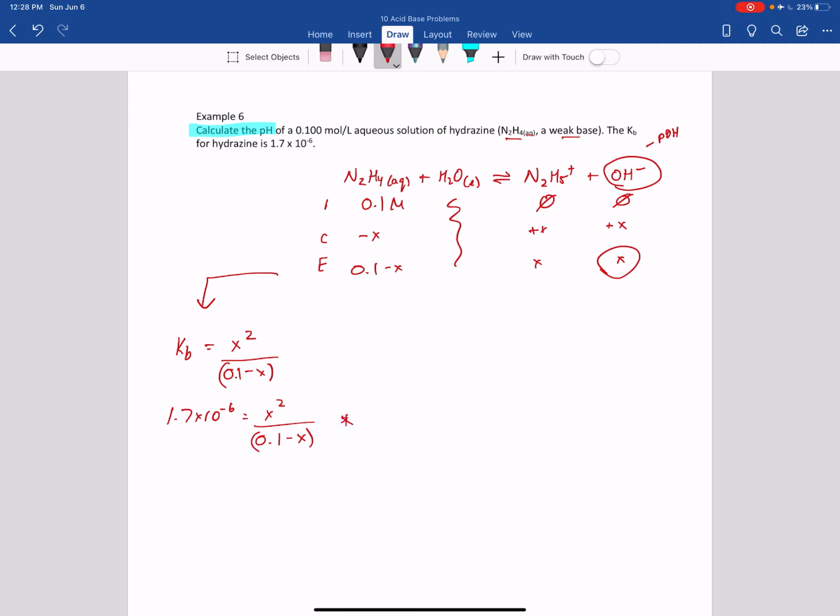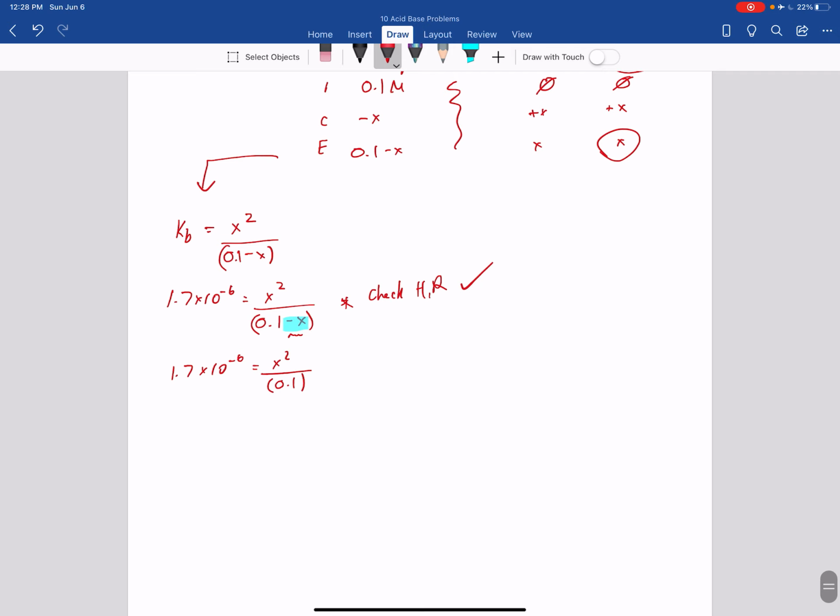Okay, so I'm going to check the 100 rule here because I see I have this change term. If I do 0.1 divided by 1.7 e negative 6, we've got 59,000. So the 100 rule checks out, which means I can ignore that x value. You get 1.7 e negative 6, I'll just rewrite that here, over 0.1. And remember, the 100 rule just tells us that within 5% error, that x will not significantly affect the initial concentration. So it simplifies our calculation.